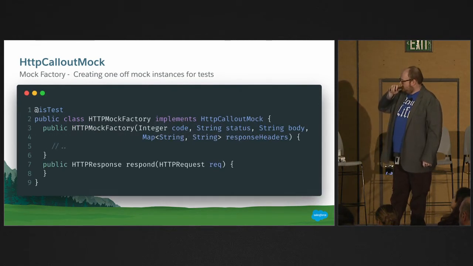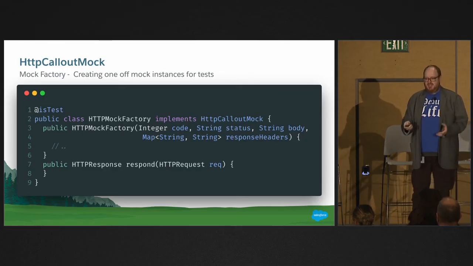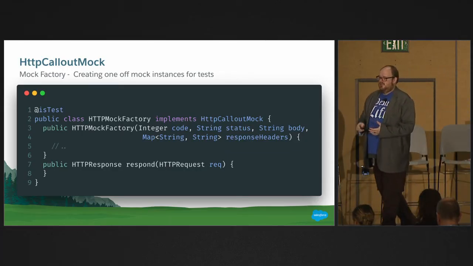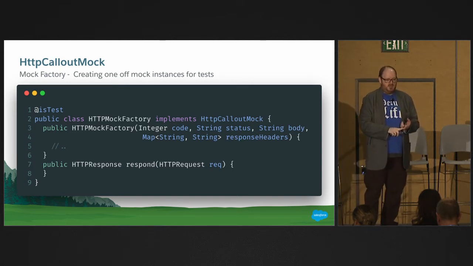I tend to do this by creating a factory. And when I say a factory, what I'm doing is I'm creating a constructor in my class, and I'm accepting all the parameters I need to construct an HTTP response object. So the code, the status, the body, and the headers. Okay? Which means that in my test, I can say, okay, give me a 200 response, here's the body I want, and my headers are blank or whatever. I can construct a mock in my test, right there in the test code, set it as the mock, and move on.